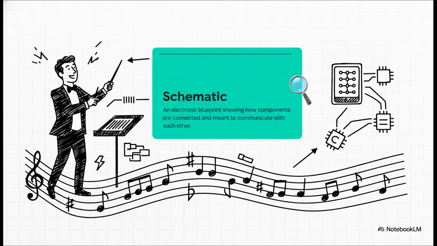So a schematic is basically our guide. You can think of it like sheet music for an orchestra. It tells every single component what its job is, when to do it, and how to stay in perfect harmony with everything else. Every single line on that diagram has a purpose.